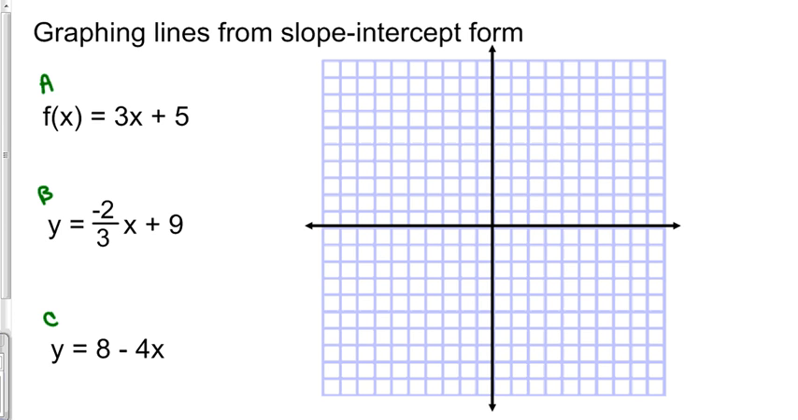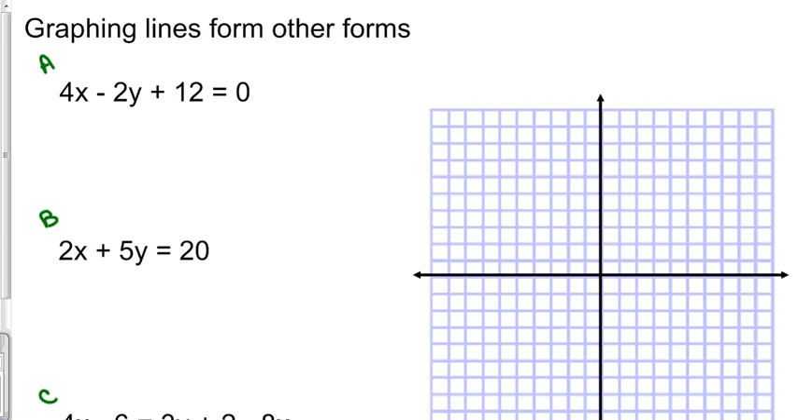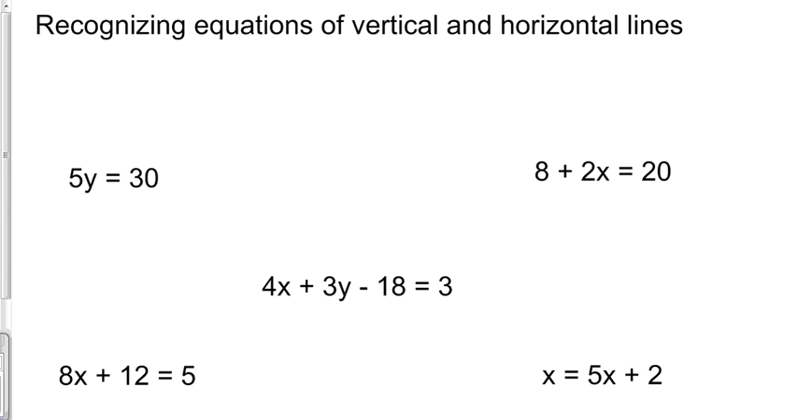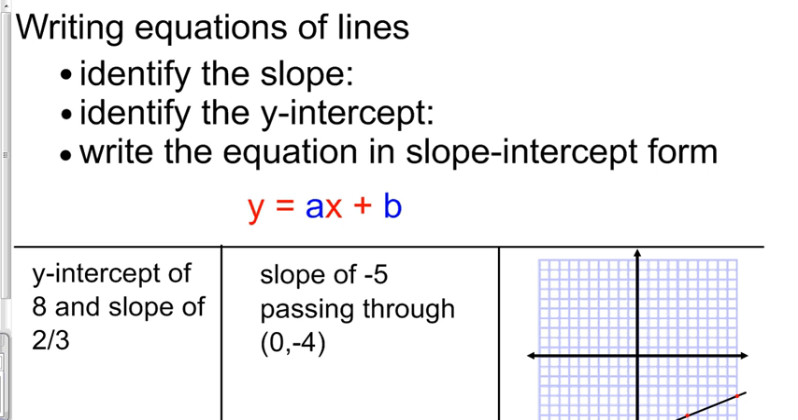For this video, we're going to look specifically at how to graph lines, and we'll look through a couple different forms. We've got slope-intercept form. We've got ones that are not in slope-intercept form. Then we've got identifying equations of vertical and horizontal lines so that it can help you graph them more easily. Finally, we'll look at how we can write equations of lines into slope-intercept form.